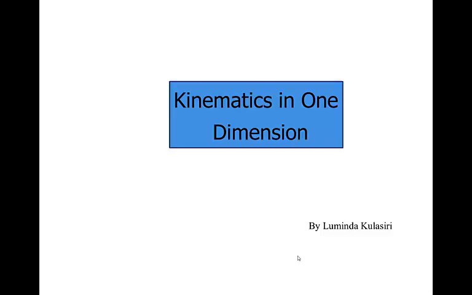Welcome to our first lecture. In this lecture, we discuss kinematics in one dimension. In kinematics, we try to explain motion without using the forces. We use position, displacement, velocity, and acceleration to explain the motion.